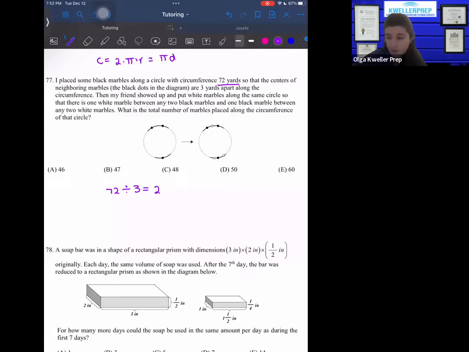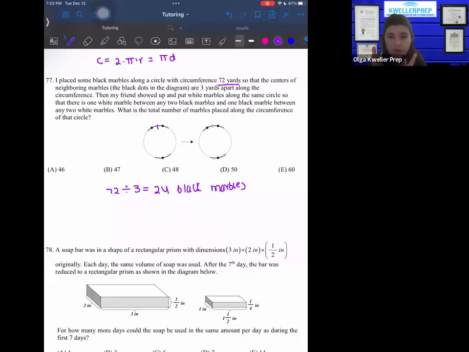Okay, so that gives me 24, right? So 24 black marbles. So automatically, I know that I'm going to have 24 black marbles. Now, for every black marble that I place, I also place 1 white marble in the middle, right? So if you think about it, we're putting white marbles in the middle of 2 black marbles.